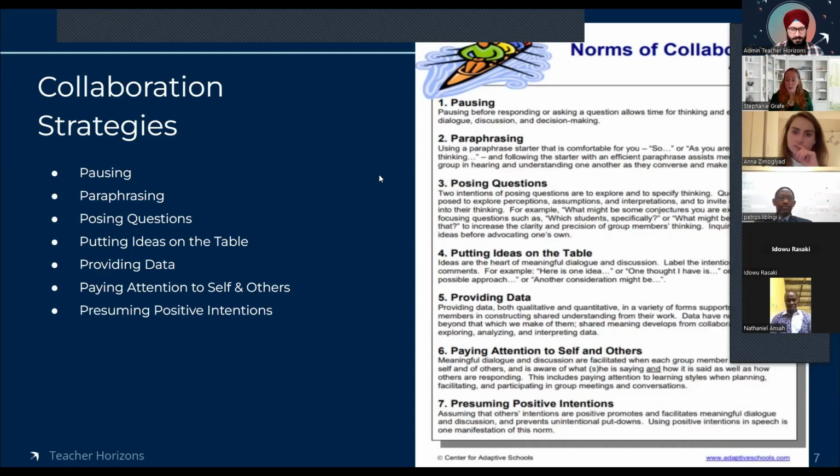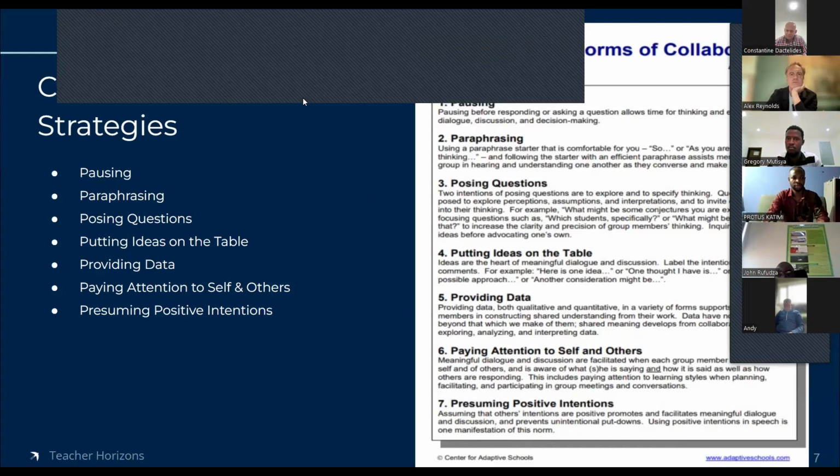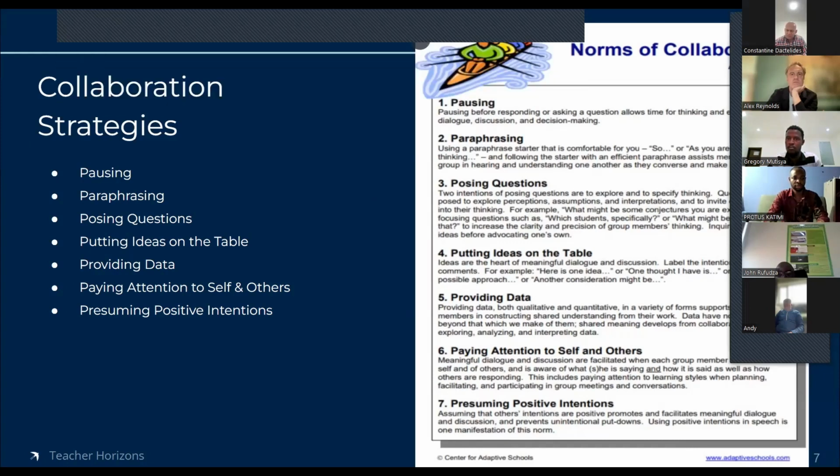Paraphrasing is a great one, and I think we need to do a lot more of paraphrasing. Take what has been said, put it in your own words to make sure you really understood what others have said in your team, so there is no miscommunication or misunderstanding. Posing questions, challenge each other, share those questions, think outside of the box. What have you not asked each other yet to make whatever your aim is successful?